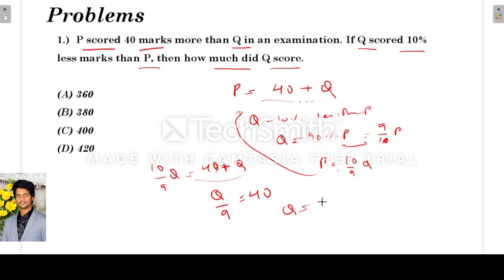So what is the value of Q? 360. So they are telling Q is 10% less than P, means Q is 90% of P, right? So the answer will be 360.